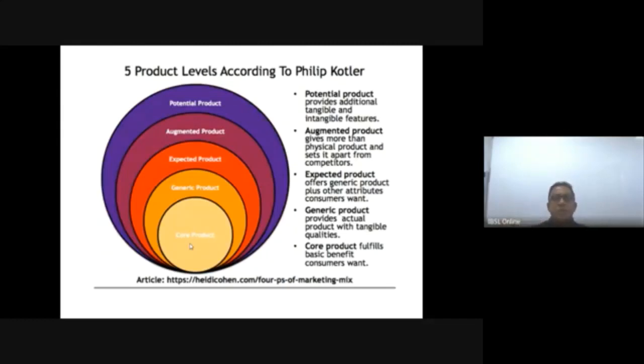Now, if you take a product, there are five levels according to Philip Kotler. He said this is how the product is evolved. So you have core product, generic, expected, augmented, and potential product. Core product is fulfilling the basic benefit consumers want. Generic product is the actual product with tangible qualities. Expected offers the generic product with other attributes consumers want. Augmented product gives more than the physical product and sets it apart from competition. Potential provides additional tangible and intangible features.